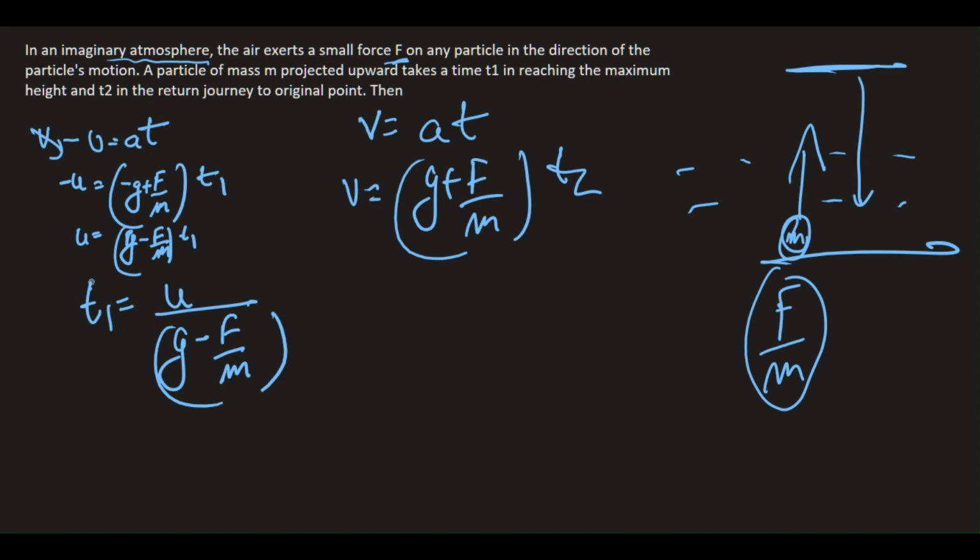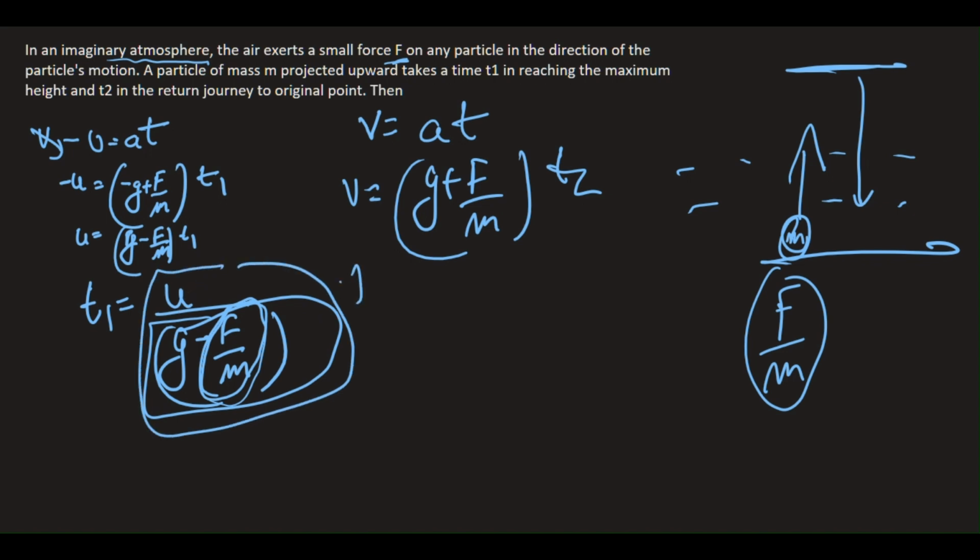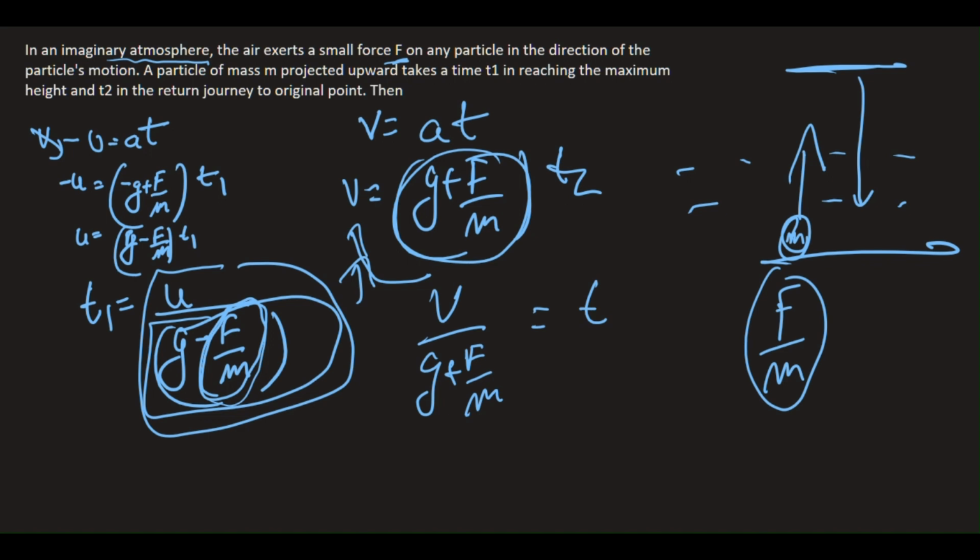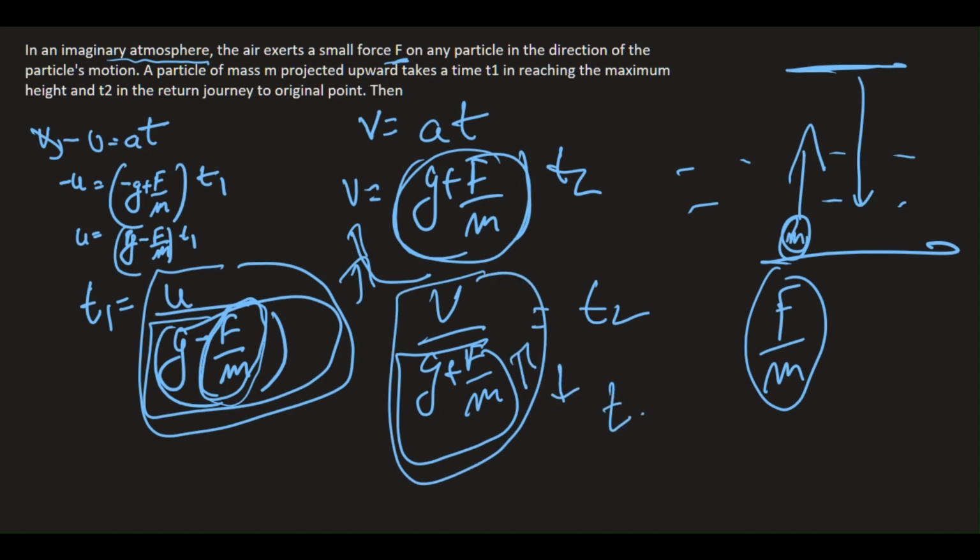So in this you can see t1 is inversely proportional to this, but this force is decreasing the denominator. When the denominator is decreasing, the whole value increases. This value, when we move it here, v by g plus F upon m is equal to t2. This force increases the denominator, which will decrease the total value. So t1 is greater than t2. Here is your answer. Thank you for your time.